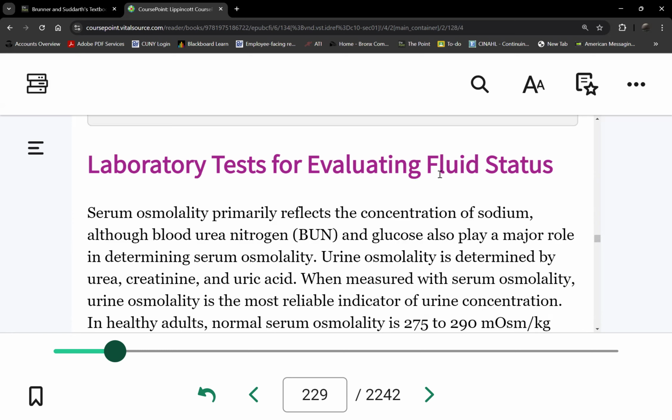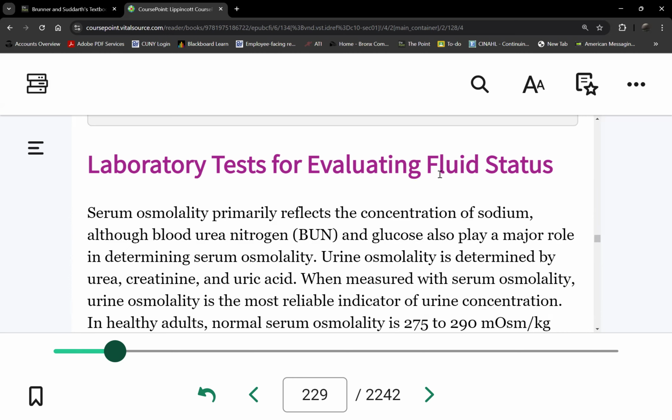So therefore, BUN and creatinine, when it's high, where is it high? In the urine or in the bloodstream? In the blood. Okay, so what makes BUN and creatinine levels high in the blood? Because remember, the kidneys are supposed to get rid of this. So that means if the BUN and creatinine levels are high, then therefore, what are the kidneys not doing? Kidneys are not excreting them.